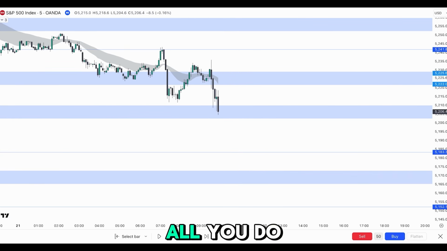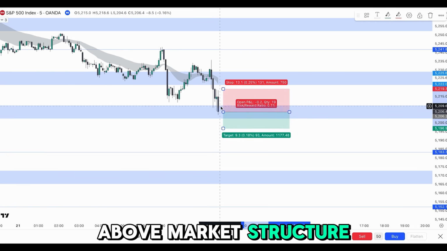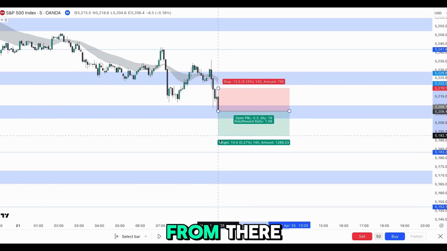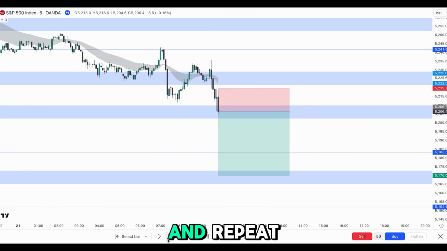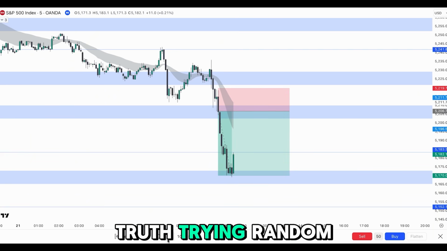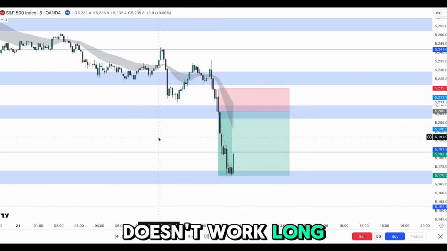Now from here, all you do is enter short, place your stop a safe distance above market structure, and target the next demand level. Then get your hands off the mouse and let the market take it from there. And that's it, you just rinse and repeat. This is the only type of trade I take now. Because here's the truth, trying random setups, trading choppy conditions, or winging it doesn't work long term.